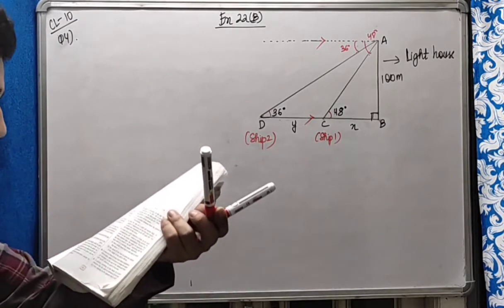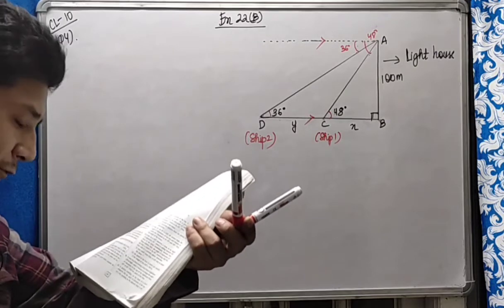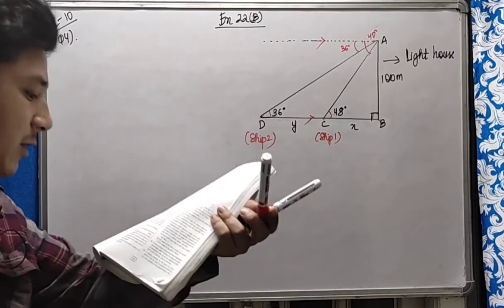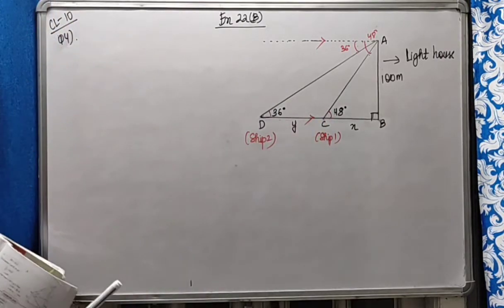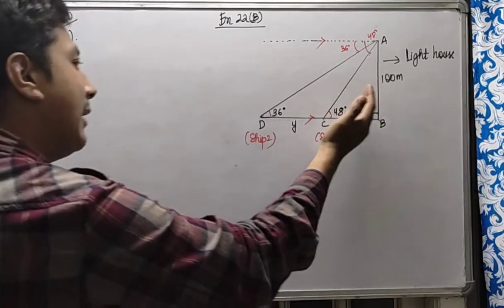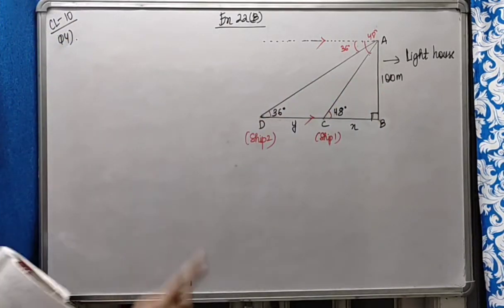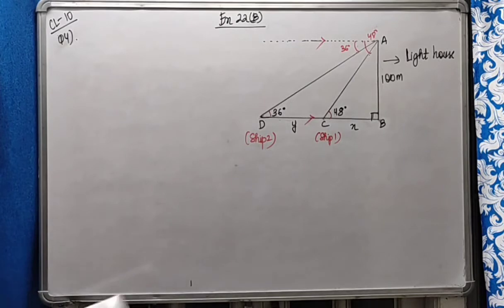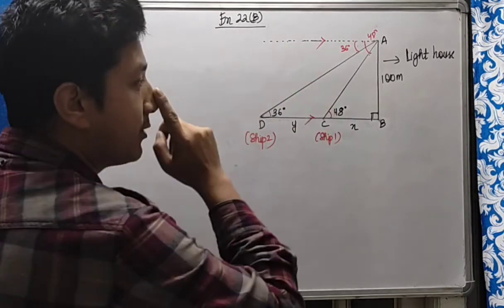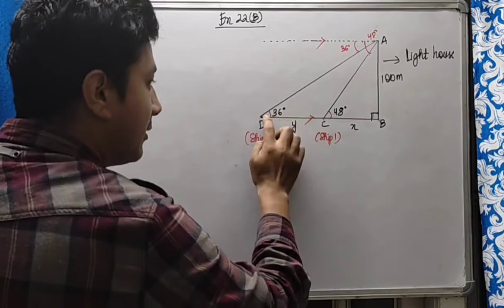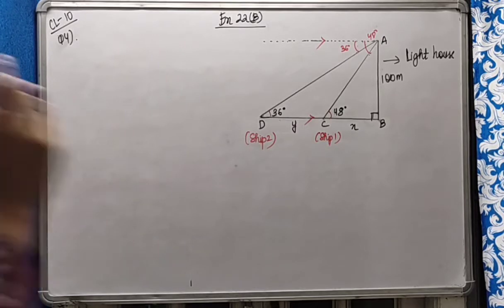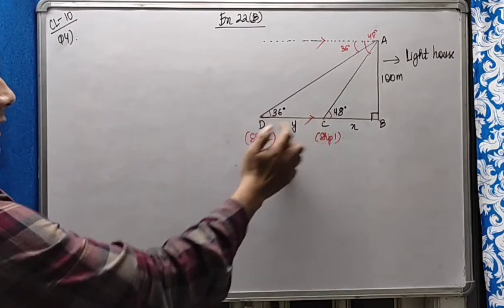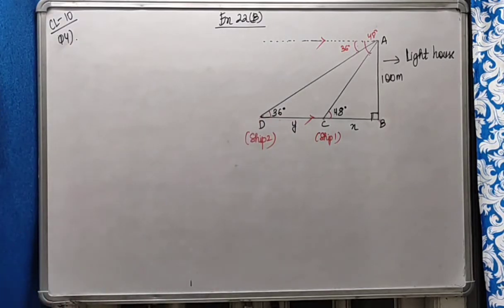Find the distance between the two ships to the nearest meter, first if the ships are on the same side of the lighthouse. This is the lighthouse and they are on the same side. Number 2, if the ships are on opposite sides of the lighthouse, suppose this is ship number 1 and ship number 2 is on that side. In both cases we are asked to find the distance between C and D.